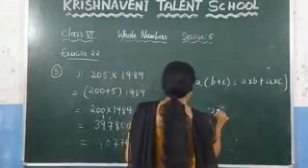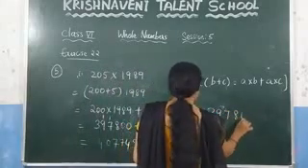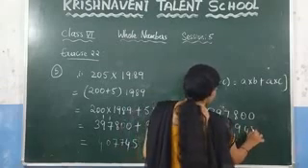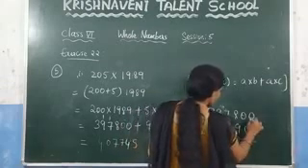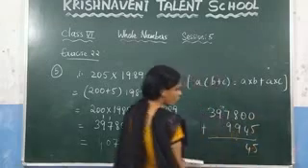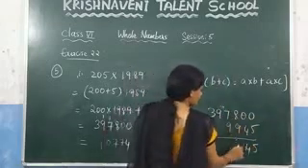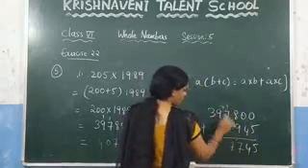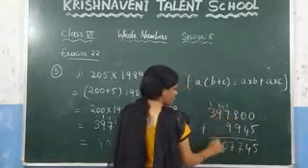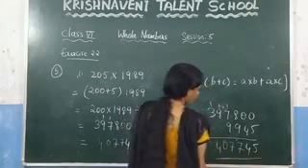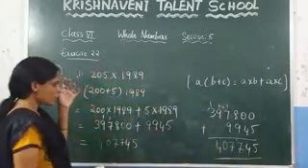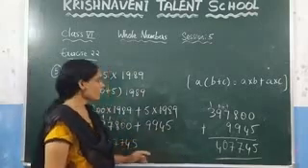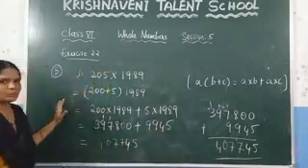What did we get here? 397800. You need to add this number with 9945. What do you get? 0 plus 5 is 5, 4, and you know that 9 plus 8 is 17, and 9 plus 1 which is 10 plus 7 is 17. 9 plus 1 is 10, 4. So you got it here, 407745. This is the answer. That means 4,07,745.